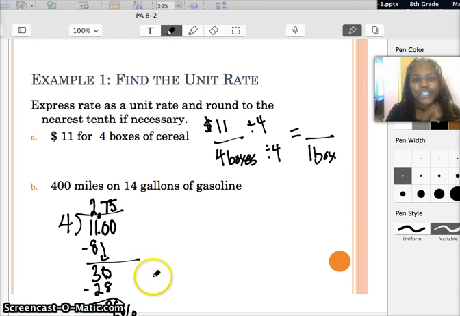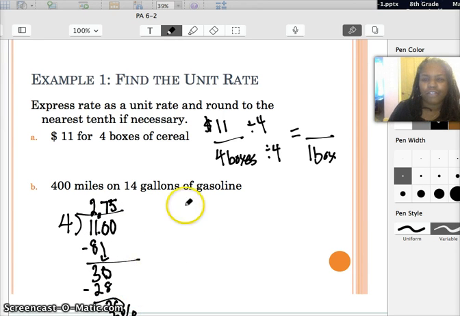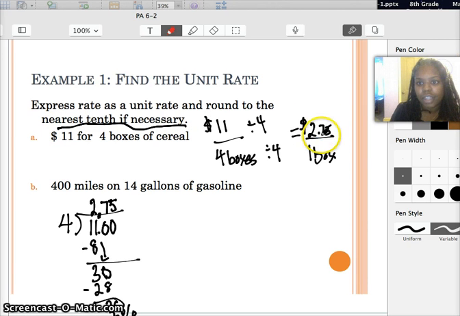So 2.75, what does that refer to? That refers to $2.75 per box. However, let's go back to the question, because sometimes we need to make sure we pay attention to what's being asked of us. We were asked to round our answer to the nearest tenth if necessary, and the tenth place is this one here. So if we're going to round to the nearest tenth, what would it be? Hopefully you remember, we never go down. We either stay the same at that particular place, and we look to the next place and decide whether we're going to go up or stay the same.